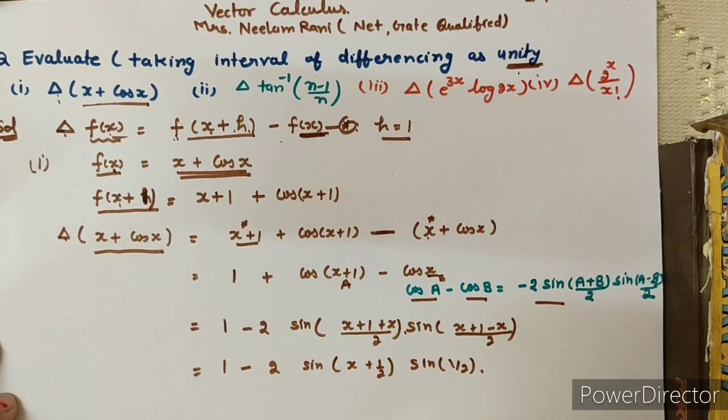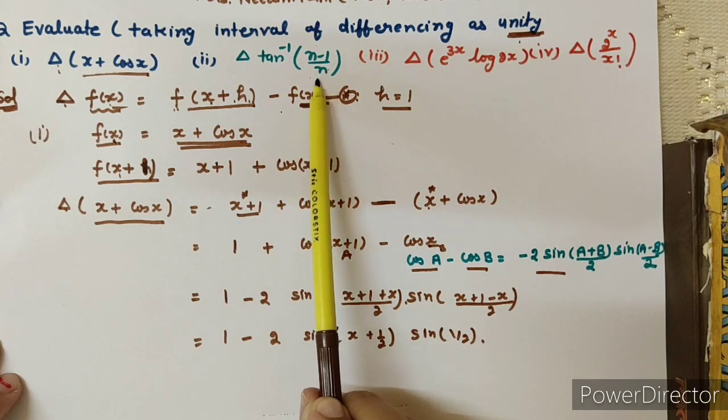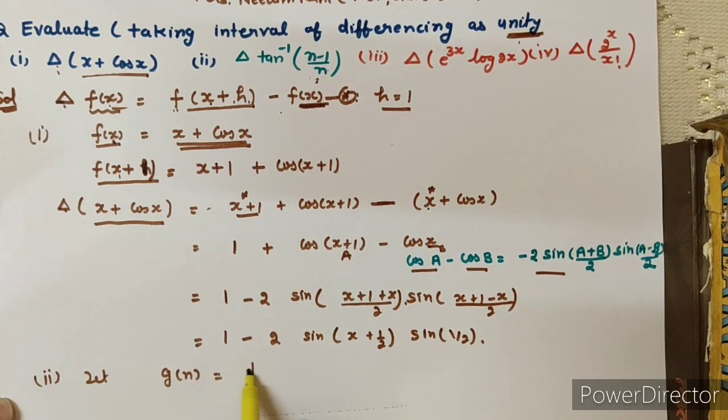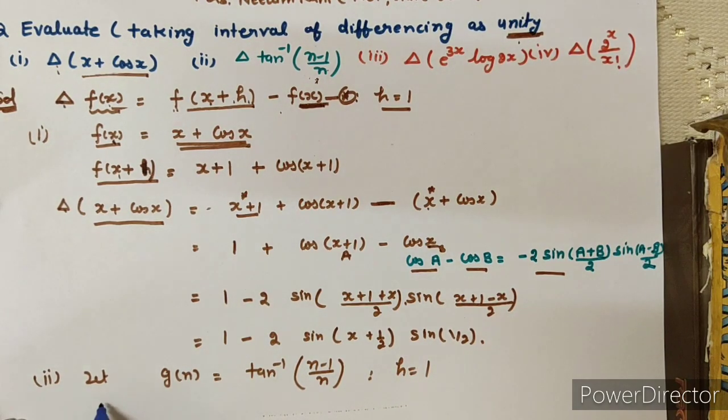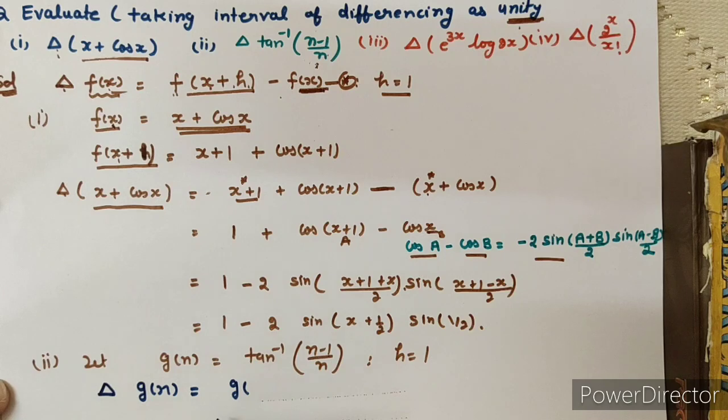Now the second case. In the second case, what is my function? Delta is applied on tangent inverse of (n minus 1) by n. So in this case, my function is f of n. For the second proof, let me take g of n equal to tangent inverse of (n minus 1) by n, and the interval of differencing here is again one. So delta applied on g of n, what is the definition? The value of the function at the next argument, n plus h, that is n plus 1, minus the value of the function, that is g of n.